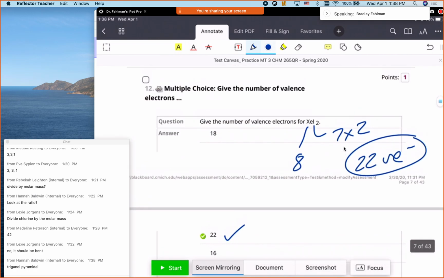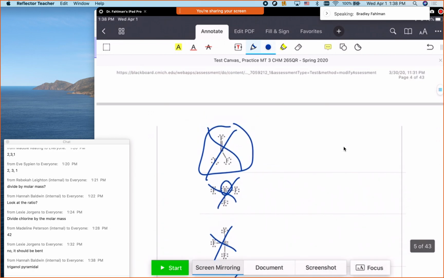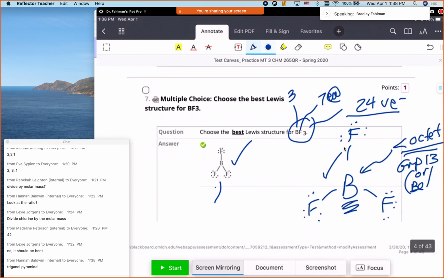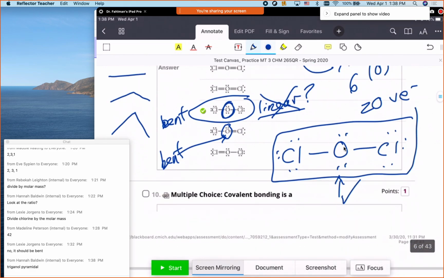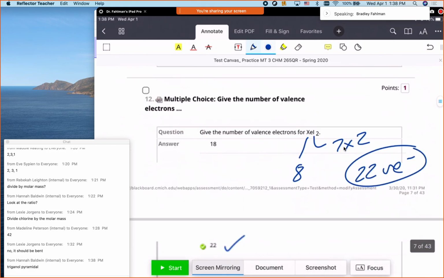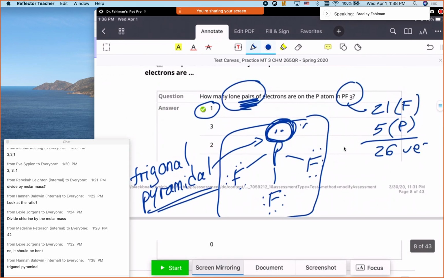If you don't, like this one, where was it? Right here. This is trigonal planar. Okay, so no lone pair. So that's the difference in those. In both of those, you've got 3 things bonded to the central atom. It just boils down to whether you have a lone pair or not.